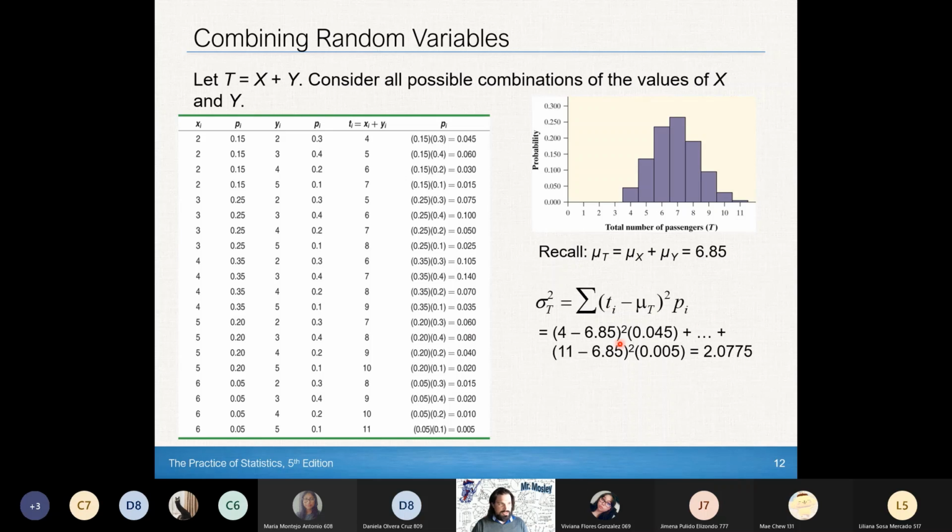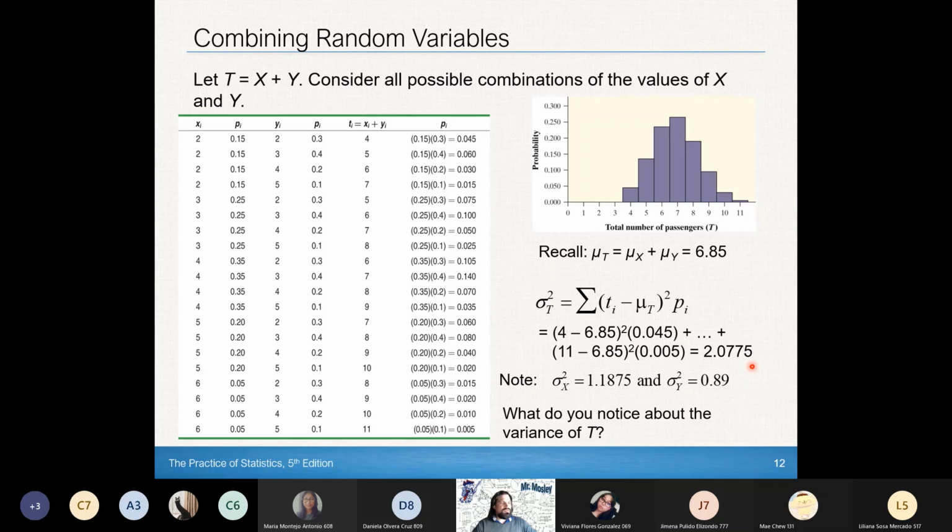So we can calculate the variance of the random variable T, doing the same type of calculation I showed previously, and we get 2.0775. Now, the variance of X was 1.1875. We weren't given that directly. However, if we squared the standard deviation that we had, which was 1.0 something, we would get this variance. Same thing with the variance of Y: we were given the standard deviation, square it, and now we have a variance. 1.1875 plus 0.89 equals 2.0775.